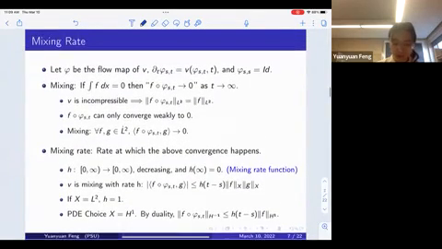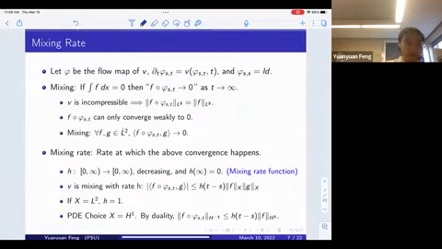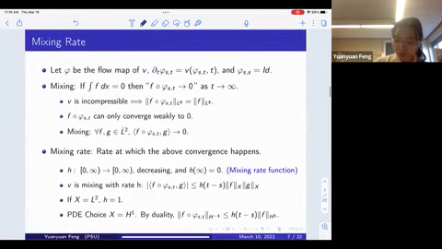What is the mixing rate? Let phi be the flow map of V. That means partial t phi equals V of phi, and phi at time s equals s is the identity map. This is the definition of the flow map. Mixing is a concept that comes from dynamical systems theory. It is stronger than ergodicity. Ergodicity means that the time average converges to the space average, right?